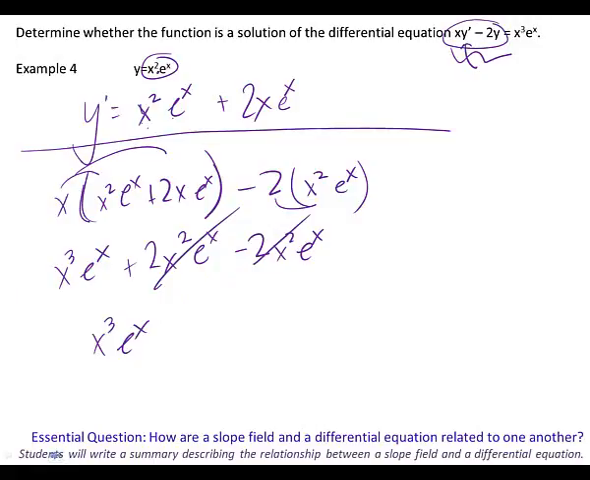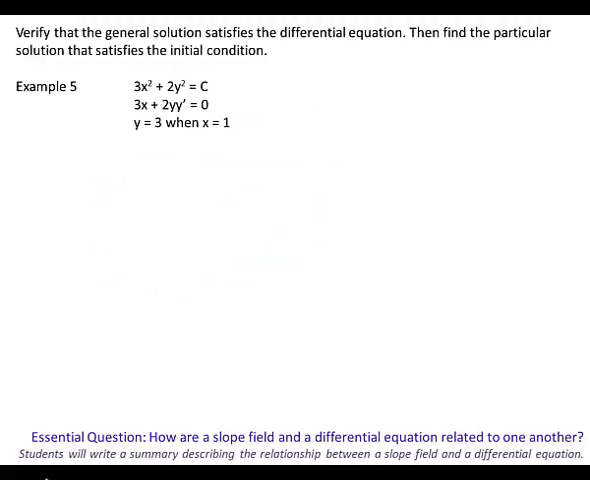Okay. Let's look at number 5. We're going to verify that the general solution satisfies the differential equation, and then we find the particular solution that satisfies the initial condition. So the first thing I have to do is try this in general, which means I'm going to take the derivative and try to prove this. This one's acting a little different than the last few. I'm just going to take the derivative the way it looks.